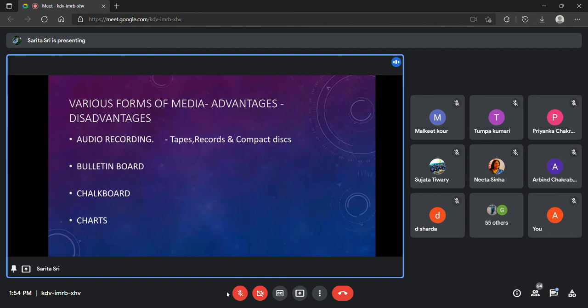graphic devices or posters. Advantages: they can be used again and again, and they may be moved easily from one place to another. If it is a colored chart, it is more attractive. Disadvantage: if the chart is big, then it will create a little bit of a problem to handle. And charts can be outdated after some time also. We have to prepare them again and again.